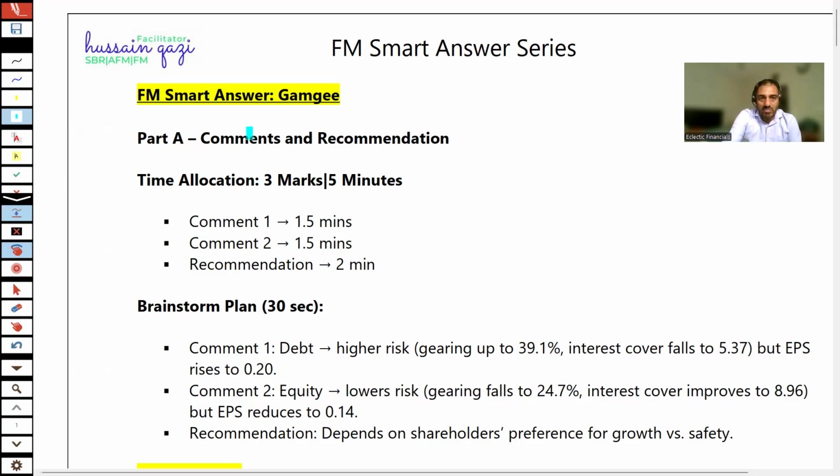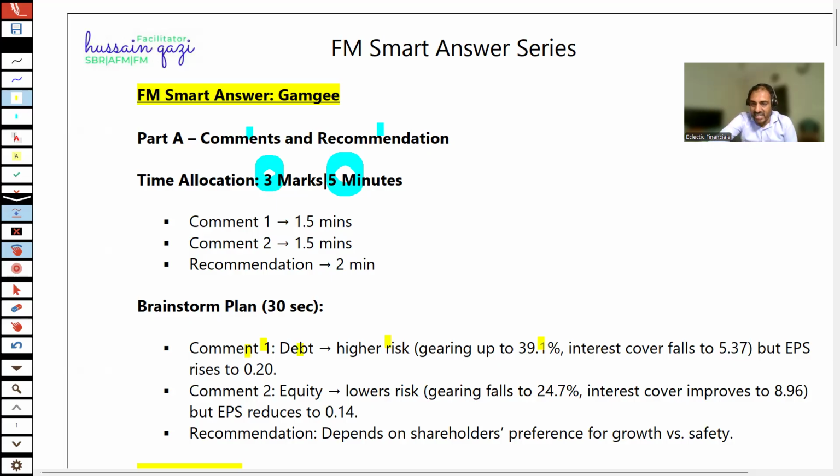Part A, number 1, comments and recommendation. You have 3 marks to work out. Out of that, you have a total of 5 minutes. For 3 marks, you have 5 minutes. And very specifically, 2 comments, 1 for debts, 1 for equity, and 1 comment about recommendation. Whatever we discussed just before, that brainstorming, that's comment 1.